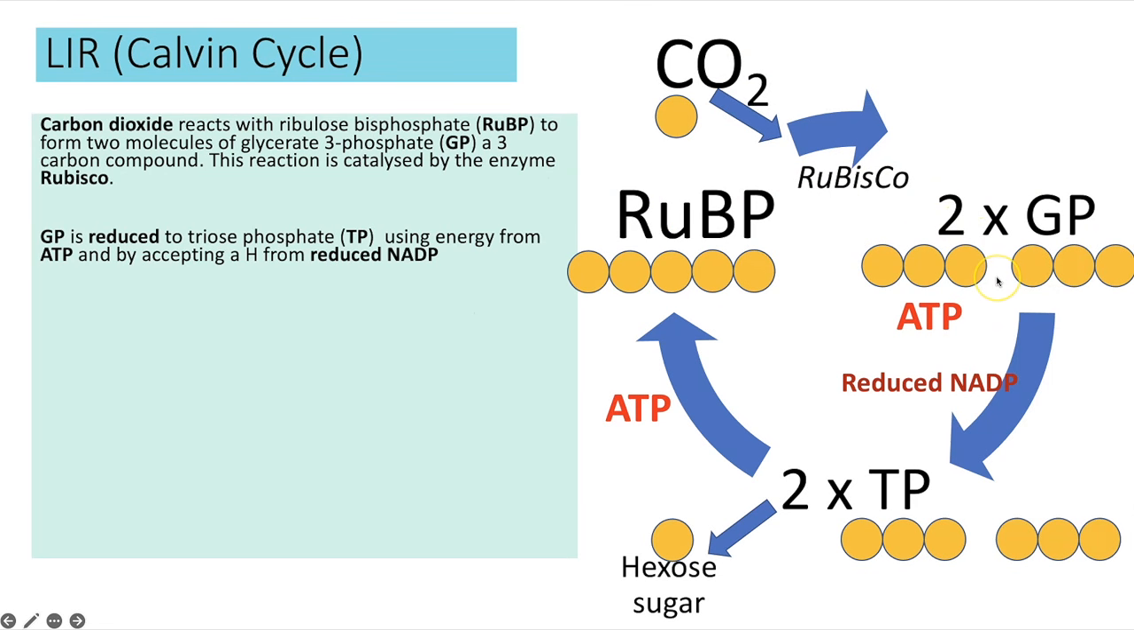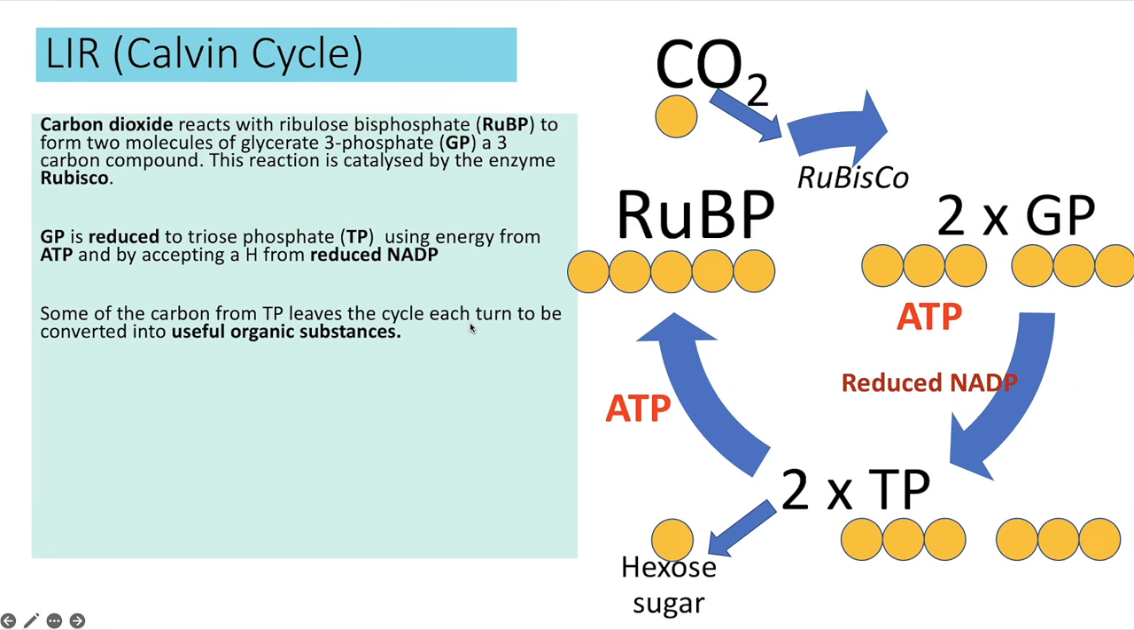Those 2 molecules of GP are both reduced to 2 molecules of triose phosphate, or here it's summarized as TP. And that is going to be reduction because the hydrogen, which is a proton and an electron from reduced NADP, is picked up by those 2 GP molecules. And this stage also requires energy from ATP.